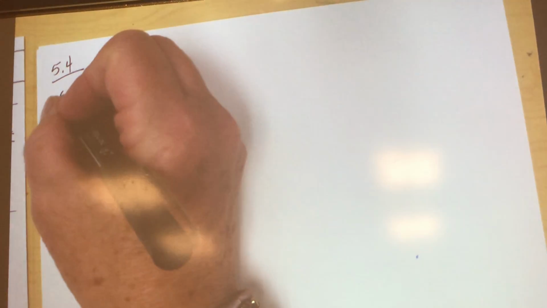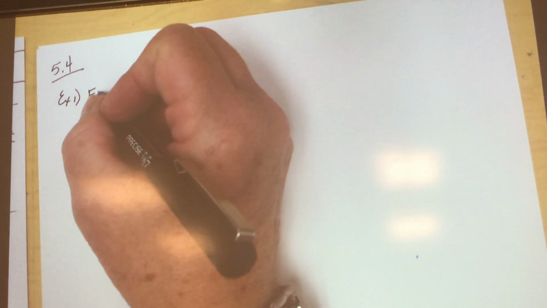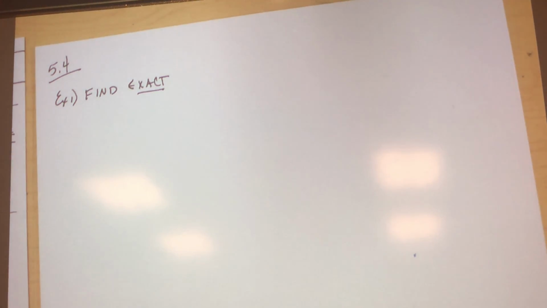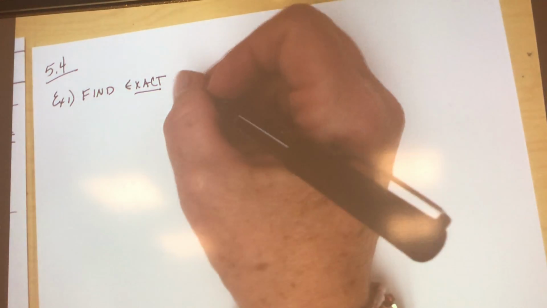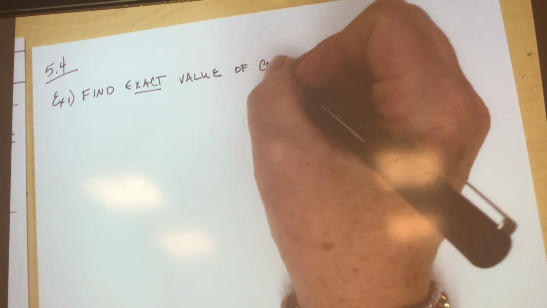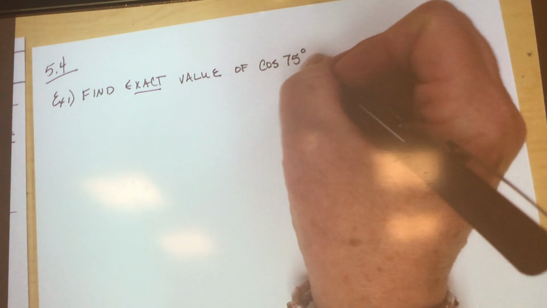All right, so here we go. First of all, we're going to use these formulas. But let's just do one, okay? So number one, find the exact. What is the word exact telling you? Not calculator. Not to use a calculator. I want the exact value. You're not using a calculator rounding something off. Okay? So, find the exact value of the cosine of 75 degrees.